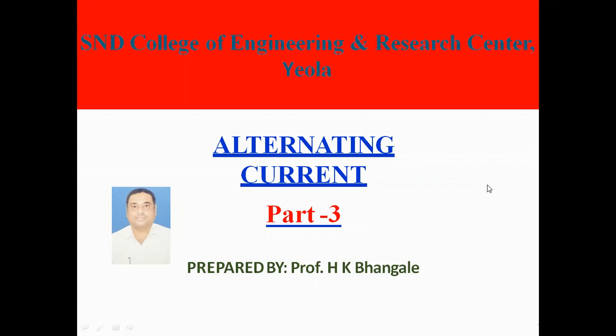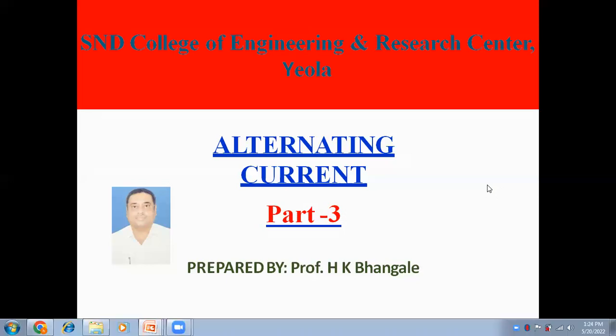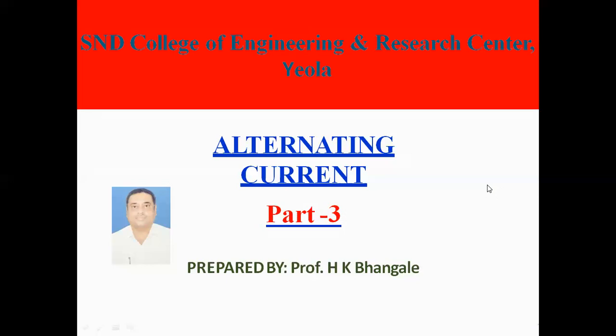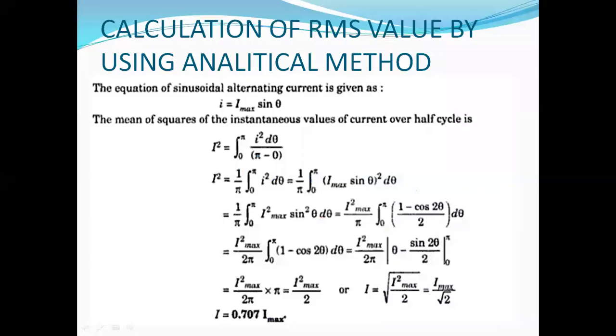So today we are discussing alternating currents, the basic fundamentals of alternating currents. In part 3, we'll discuss how to find the RMS value analytically. In the last lecture, we already found the RMS value graphically. So now, calculation of the RMS value by using the analytical method.